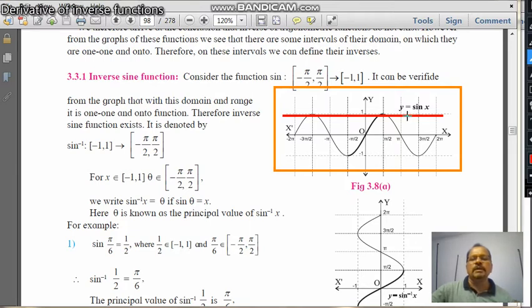This function is 1-1 only for this part, from -π/2 to +π/2. If I take any horizontal line, then it will intersect only in one point, and therefore it is 1-1 function. Also it is onto function because from -1 to +1 all values are attained between -π/2 to +π/2. Therefore this function is 1-1 and onto.